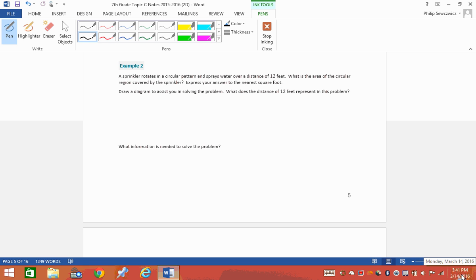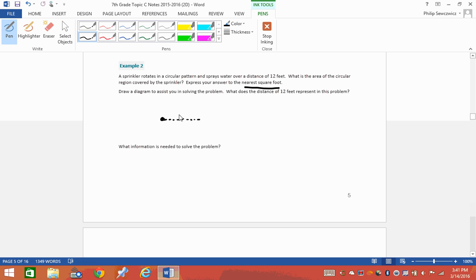A kind of basic, straightforward problem here. We've got a sprinkler that rotates in a circular pattern and sprays water over a distance of 12 feet. What is the area of the circular region covered by the sprinkler? Express your answer to the nearest square foot. Okay, so we've got a sprinkler. Go ahead, do your best sprinkler impersonation.